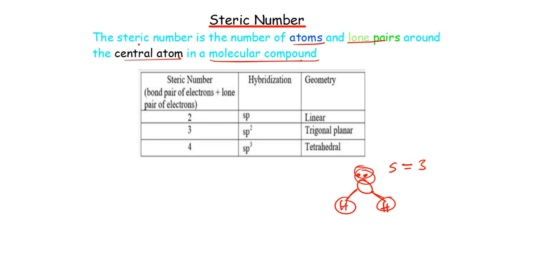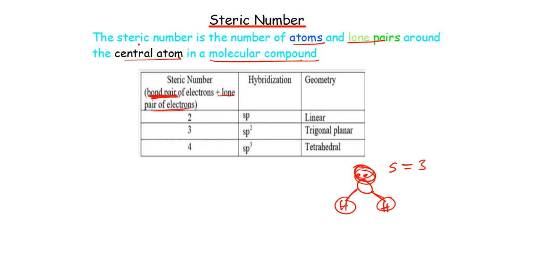Yes, so the steric number is the bond pairs, so you have a bond, a bond arrow, plus the lone pair of electrons. Like I said, you include them because they actually help us to know the hybridization, even the geometry of a molecule.